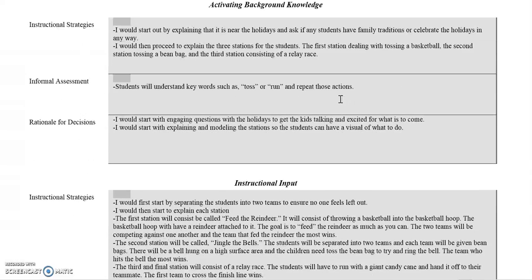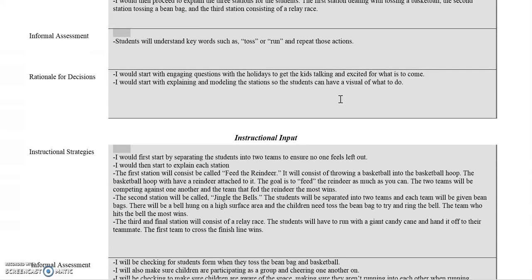So the first station consists of throwing a basketball into the basketball hoop, but to make it a little more interesting, we're going to put a reindeer face on the basketball hoop, and the children need to throw the basketball as if they're feeding the reindeer. So if they make the basketball in the hoop, they are feeding the reindeer. And of course, the students will be separated into 2 separate teams, and the team that feeds the reindeer the most wins.